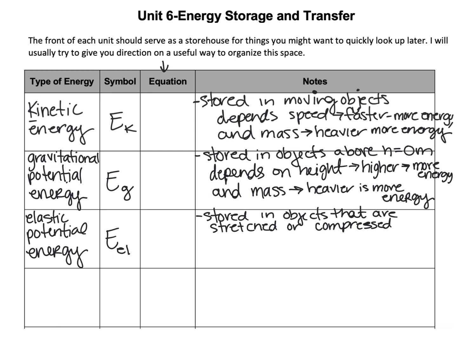So you can stretch or compress Play-Doh, but Play-Doh isn't going to magically spring back to its original shape once you stretch it out. It stays in that shape. So that's not elastic potential energy. But if I take a rubber band, this is probably the most common example of this. If you take a rubber band and stretch it, it will want to go back to its original shape.